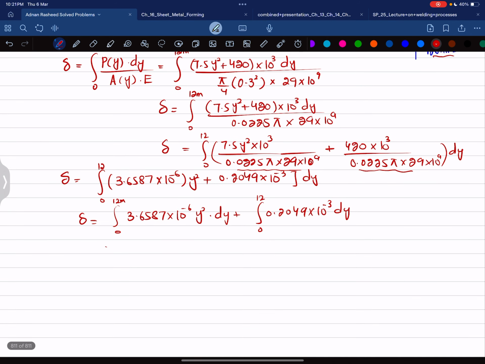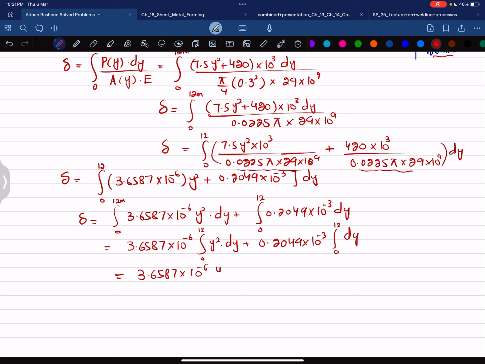Okay, so if you take 3.6587 into 10 raised to power minus 6 out of the integral, we will be left with integral from 0 to 12 of y square dy, plus 0.2049 into 10 raised to power minus 3 and integral from 0 to 12 of dy. So this will be equal to 3.6587 into 10 raised to power minus 6 times y cube over 3, and limit will be 0 to 12. Plus 0.2049 into 10 raised to power minus 3. We will get integral of dy is y, and limit from 0 to 12.